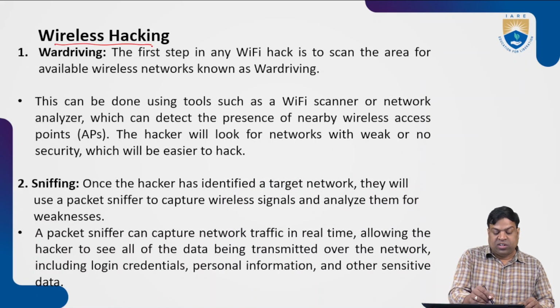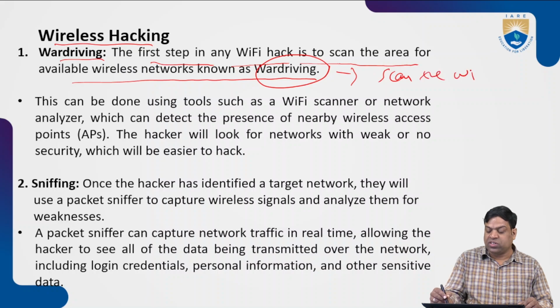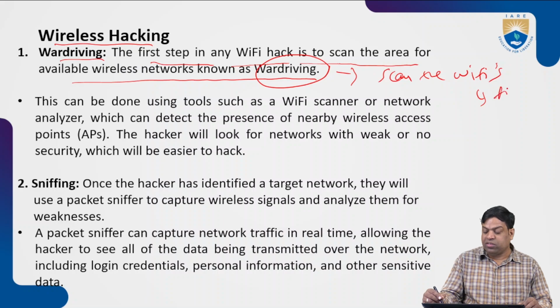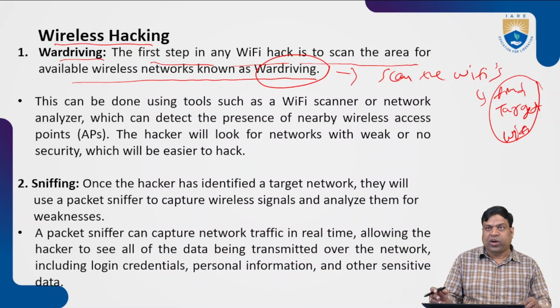So what are the devices, what are the techniques you are using? First one, war driving. The first step in a Wi-Fi hack is to scan the area for available wireless networks, known as war driving, which scans the Wi-Fi networks so they can find the target Wi-Fi. The hacker can find the target organization and the target organization's Wi-Fi, or otherwise find out casually how many Wi-Fi networks are there in that area.